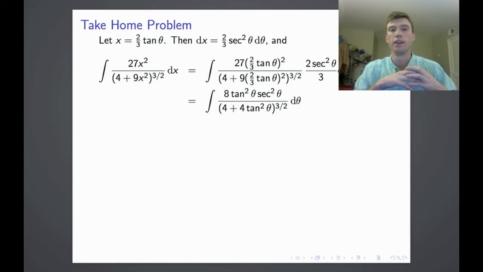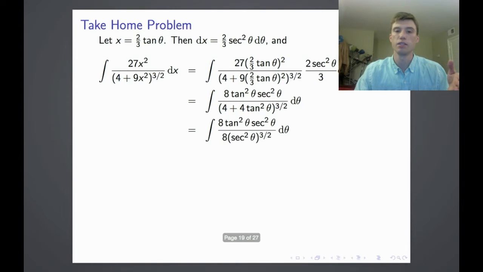Now in the denominator, we're primarily in this step focused on what is 2/3 tangent theta squared. That's going to be 4 over 9 times tangent squared. So we apply the identity 1 plus tangent squared theta is equal to secant squared theta, and we get 4 secant squared theta, all raised to the 3/2 in the denominator. 4 to the 3/2 is the square root of 4 raised to the third power, so the square root of 4 is 2, 2 cubed is 8, so we get a constant of 8 in the denominator, and we have secant squared to the 3/2 power, which is just secant cubed.